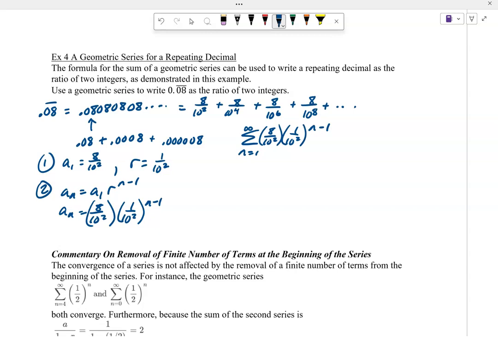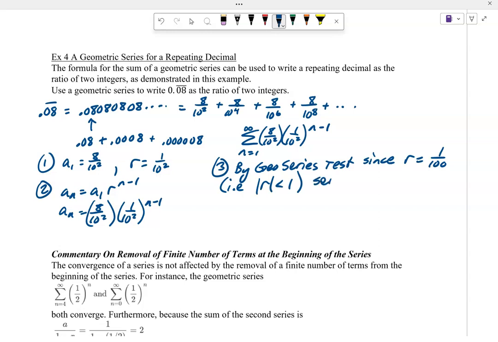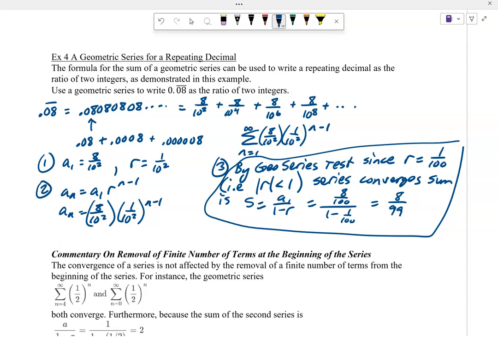So does it converge or diverge? Well, by the geometric series test, since r is 1 over 10 squared, 1/100th, the absolute value is less than 1, greater than 0, so it converges. And the sum, so what's the sum? First term over 1 minus r. The first term is 8 hundredths, 8 over 10 squared, over 1 minus 1/100th. So I got 8 over 100 over 99 over 100. This is 8 over 99. 8 over 99 is 0.0808080808. So we just found that it does converge and what its sum is, which is the rational expression for that rational number.